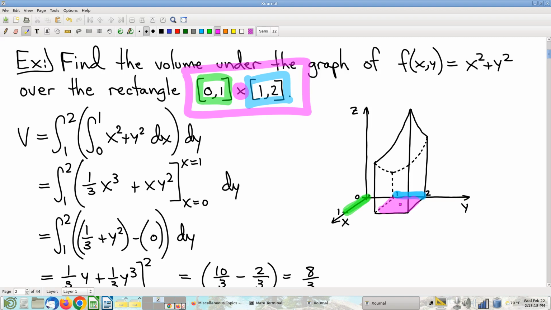Is everybody okay with that? It's very convenient notation. We're going to use this a lot, so be on the lookout for it.